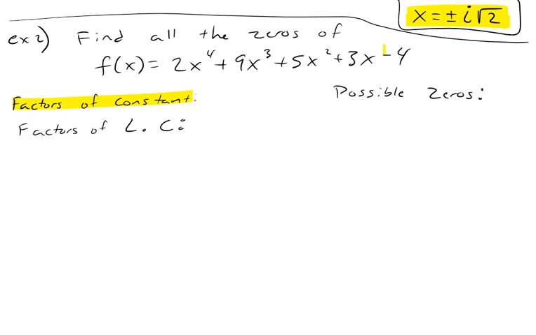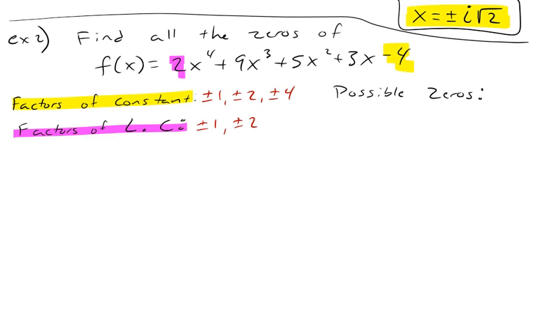Factors of the constant. This is my constant. My factors are, since it's 4, it's only going to be plus or minus 1, plus or minus 2, plus or minus 4. Because 1 times 4 equals 4, and 2 times 2 equals 4. Next, factors of the leading coefficient. That is 2. Therefore, it is only plus or minus 1, and plus or minus 2.